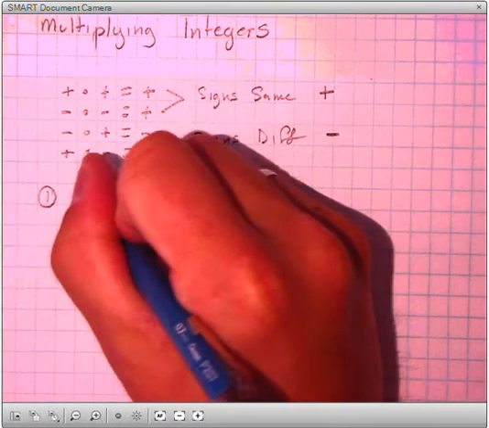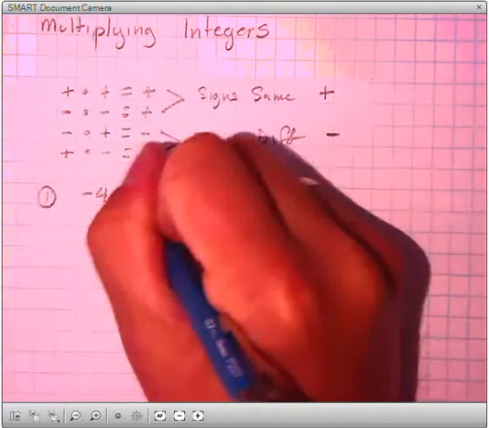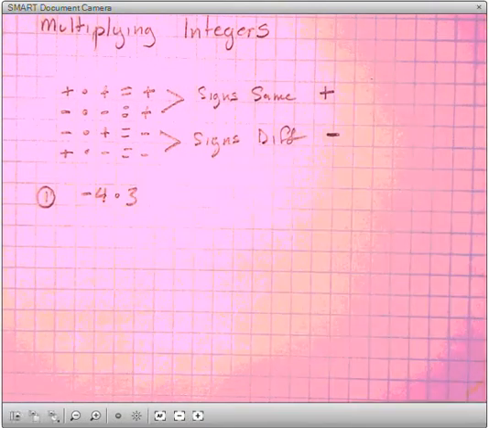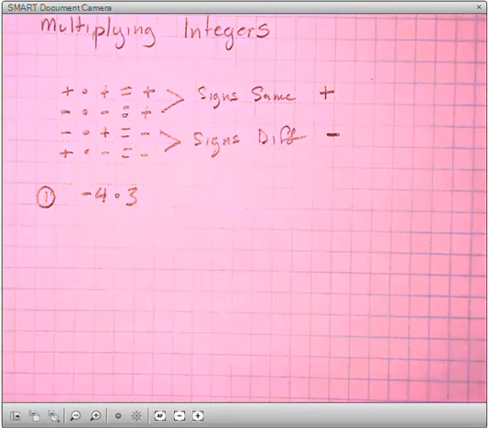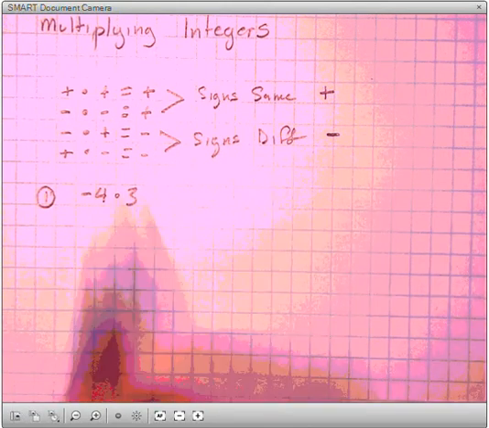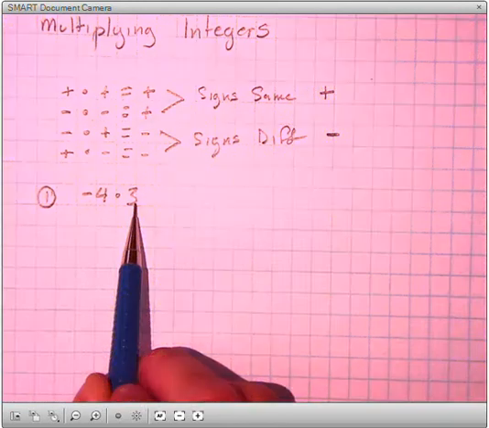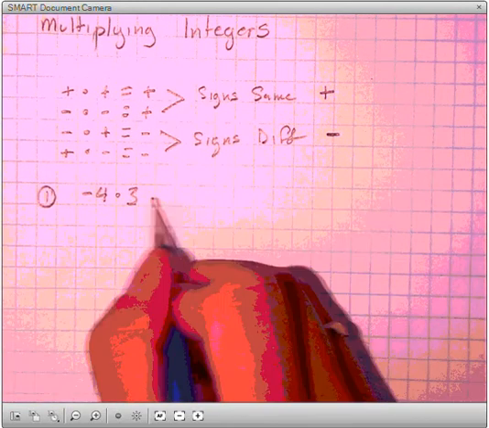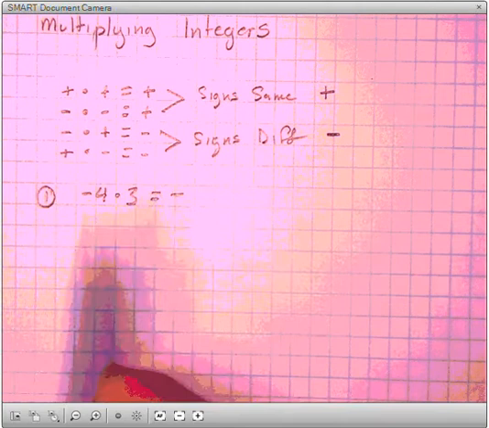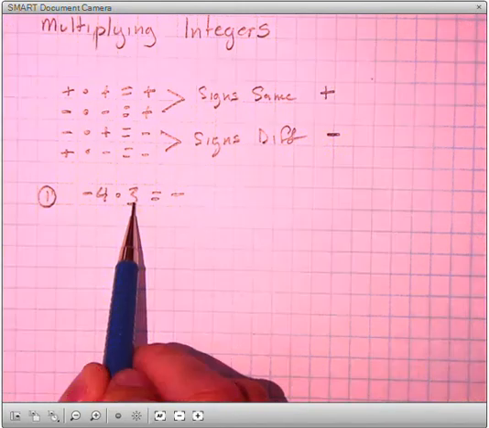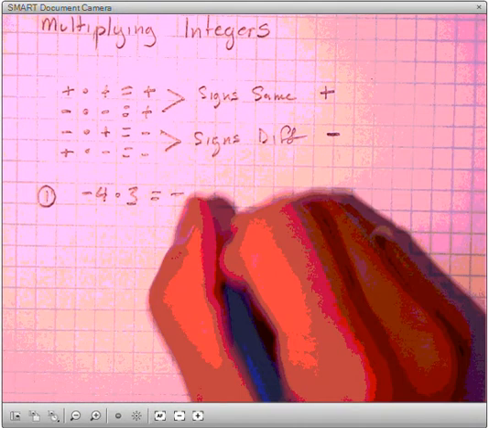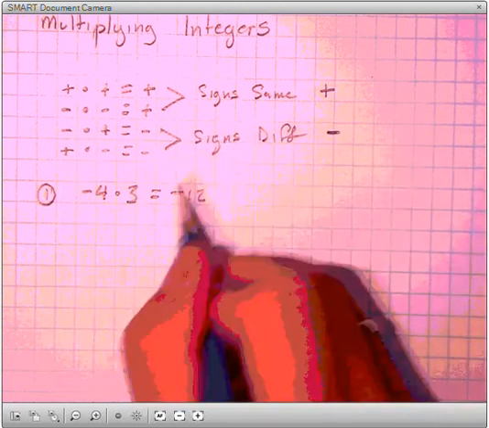For example, if I have negative 4 times 3, first thing I'm going to do is figure out, is my answer going to be negative or positive? I'm multiplying a negative times a positive, so is my answer going to be negative or positive, class? Negative. Excellent. So my answer is going to be negative, and then I'm going to do 4 times 3. What's 4 times 3? 12. Very good. So there's your answer.